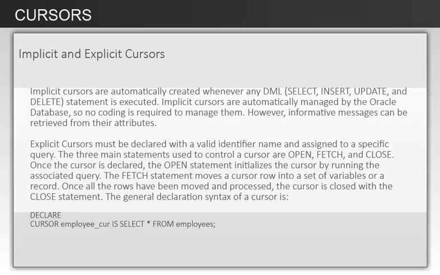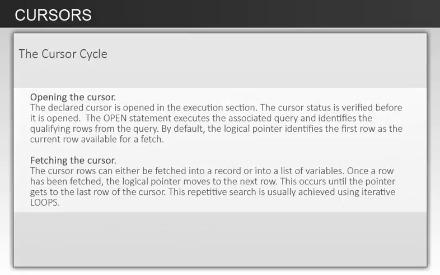The general declaration syntax of a cursor is: the cursor called employee_cur is declared and associated with a query that returns all employee records from the employees table. The cursor cycle. Opening the cursor. The declared cursor is opened in the execution section. The cursor status is verified before it is opened. The OPEN statement executes the associated query and identifies the qualifying rows from the query. By default, the logical pointer identifies the first row as the current row available for a fetch.